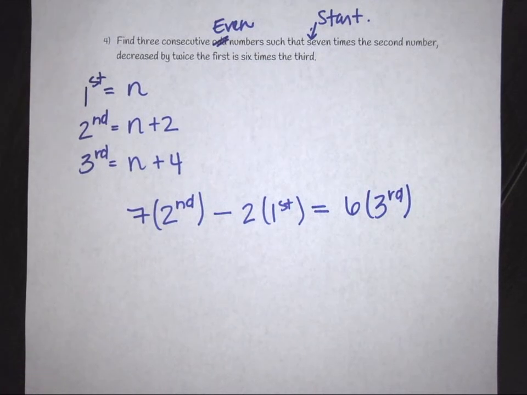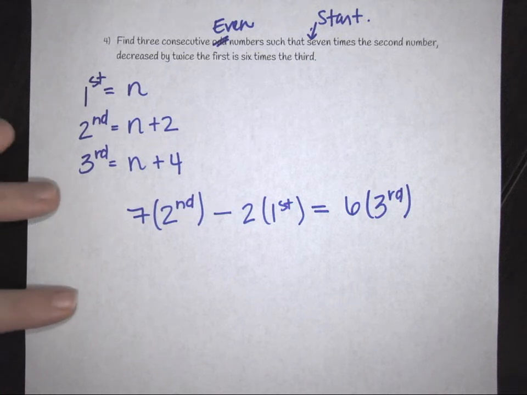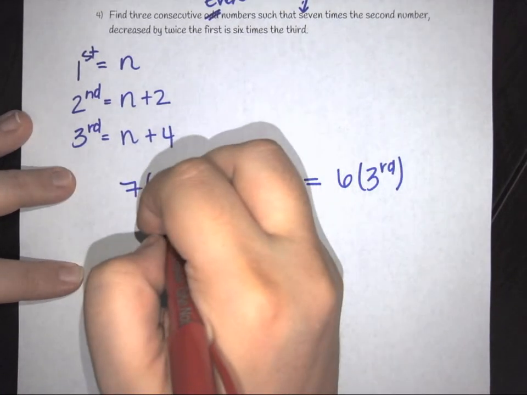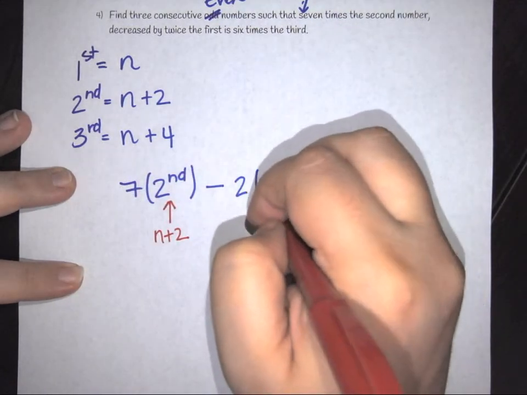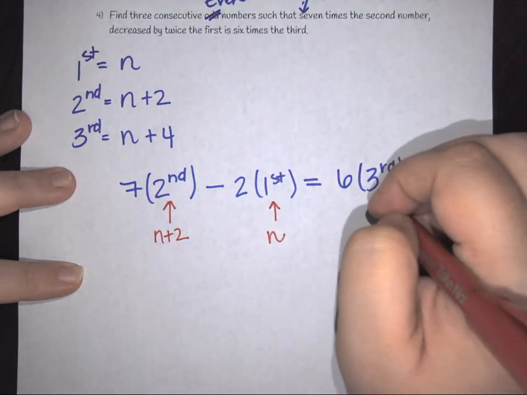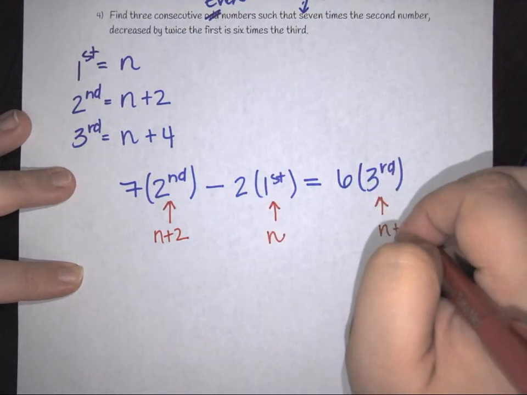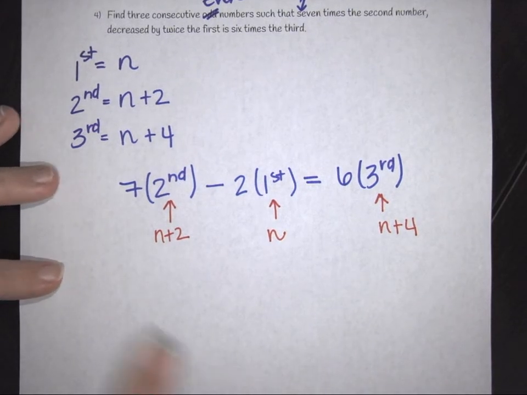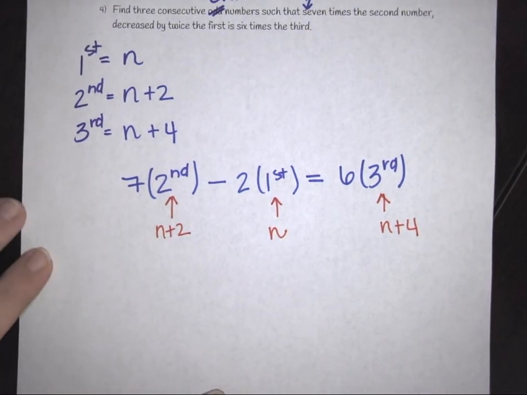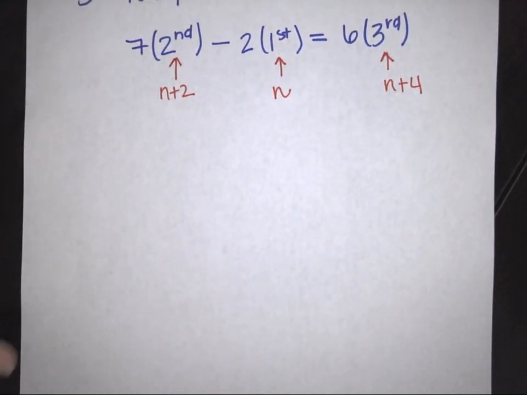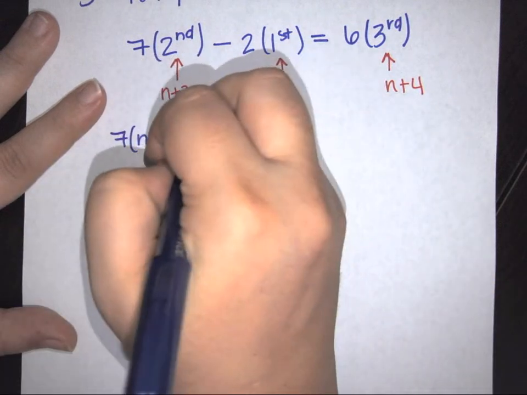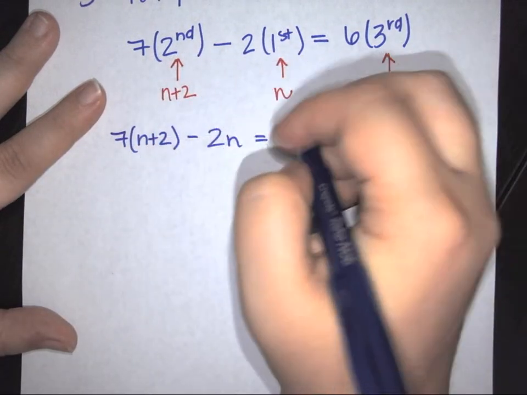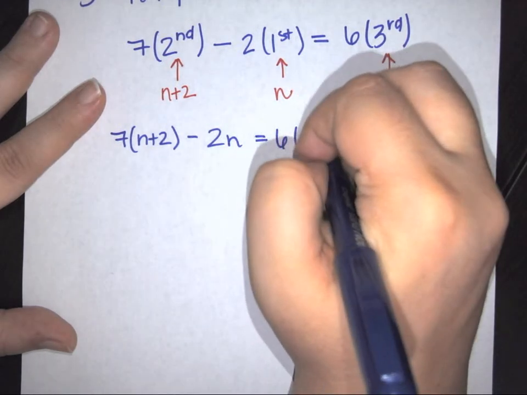So what I did here is I just wrote the very basic steps. So I need to input what I know. And what I know is that my second number here was n plus 2. My first number was n. And my third number was n plus 4. And I got those based on the designations I did in the beginning. So I need to rewrite my equation. This is 7 times (n plus 2) minus 2n is equal to 6 times (n plus 4).